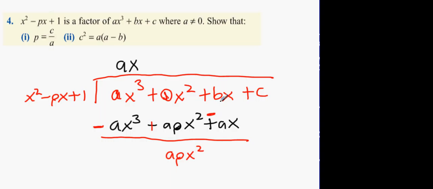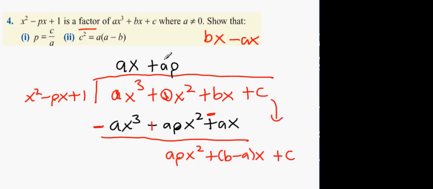I'm then going to get b minus ax, in brackets, bx minus ax. When you factorize out the x, it's the same thing as b minus a times x. Bring down the c. This has to divide in equally because it's a factor. So divide this into apx squared, it goes ap times.